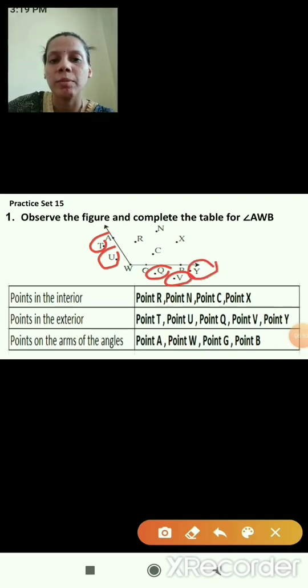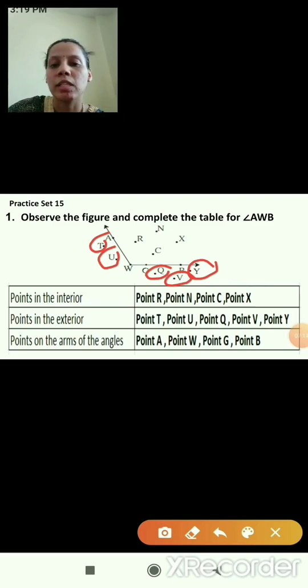So these are the points which are outside the arms of the angle, not on the arms and not in the interior, so they are called exterior points. Which are the exterior points here? Point T, point U, point Q, point V and point Y. They are called exterior points.